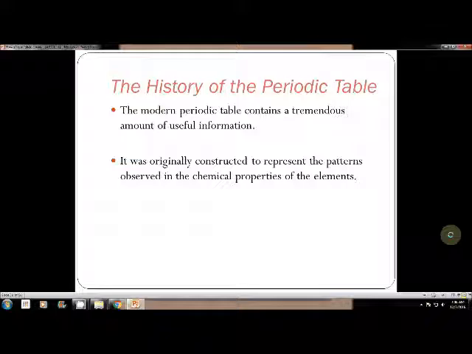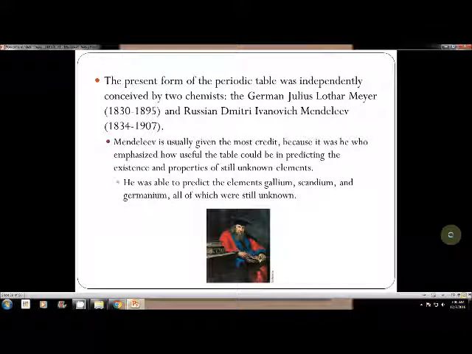So the history of the periodic table: our modern periodic table contains a tremendous amount of useful information, from the numbers that are in the boxes to the arrangement of it, all that kind of stuff. It was originally constructed to represent the patterns observed in the chemical properties of the elements, before they really knew about electrons and what the electrons can do.